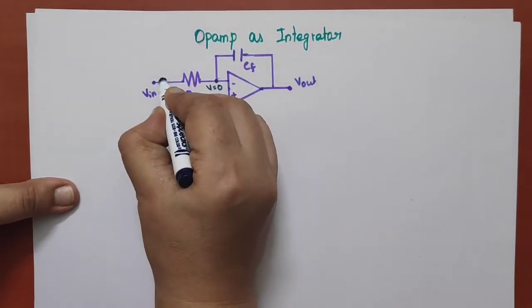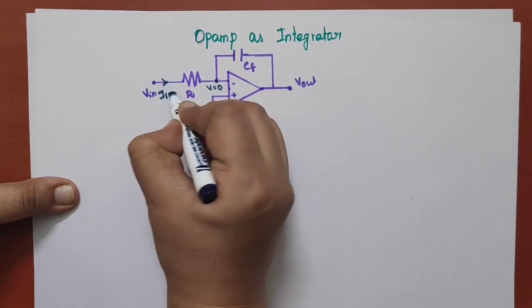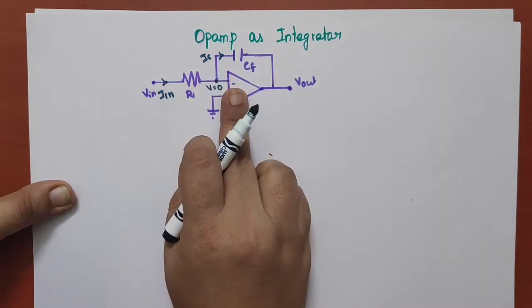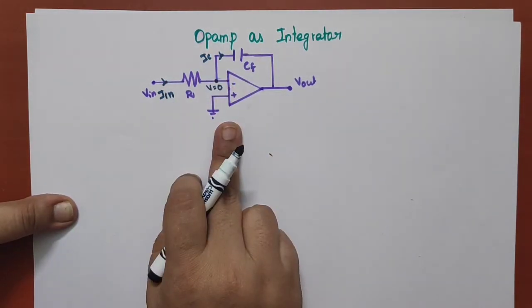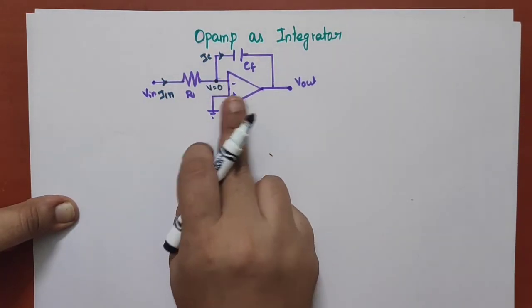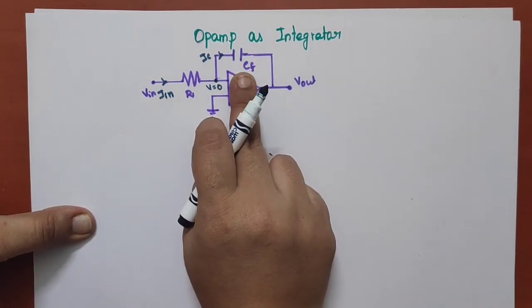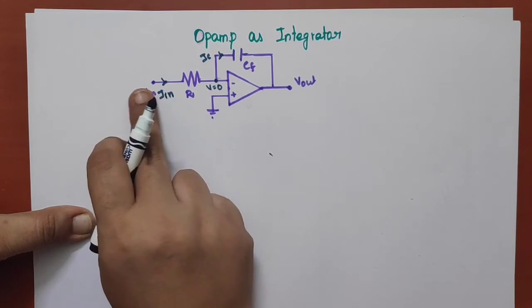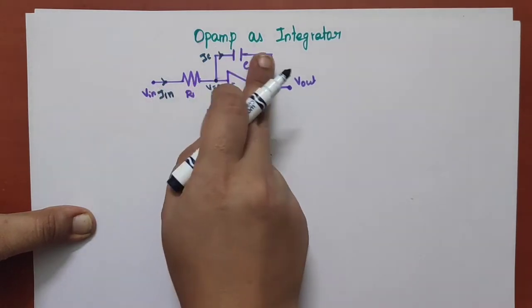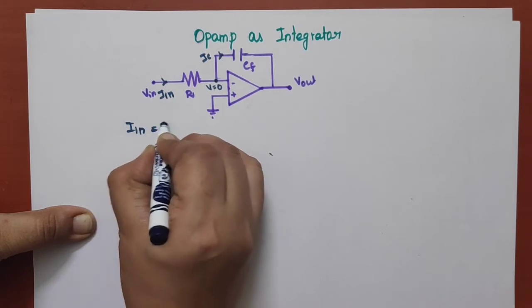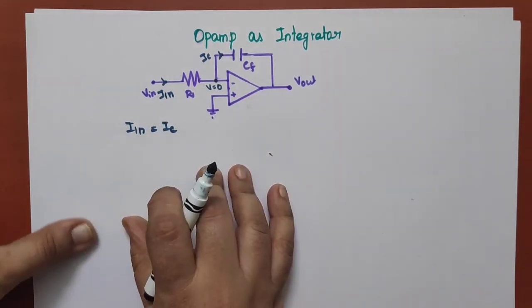Let In be the input current and IC be the current flowing through the capacitor. If we take the ideal case, the input current through the op-amp is 0. That is, the op-amp does not draw any current inside it. We can say that the current flowing from the input is flowing through the feedback path also. That is, In is equal to IC.